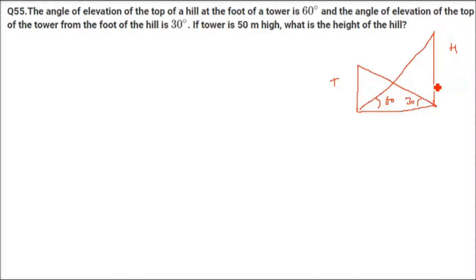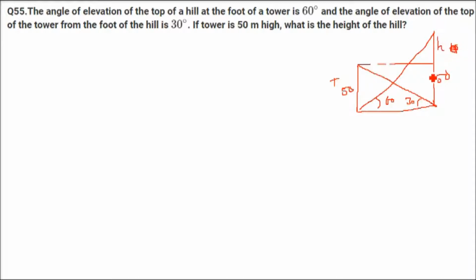So we are just going with the flow of the question, so we'll see whether we are doing it right or not. Now the angle of elevation of the tower from the foot of the hill, so from the foot of the hill, the elevation is 30 degree. If the tower is 50 meter high, so this is 50 meter. We have to find out the height of the hill. So this is the whole height.